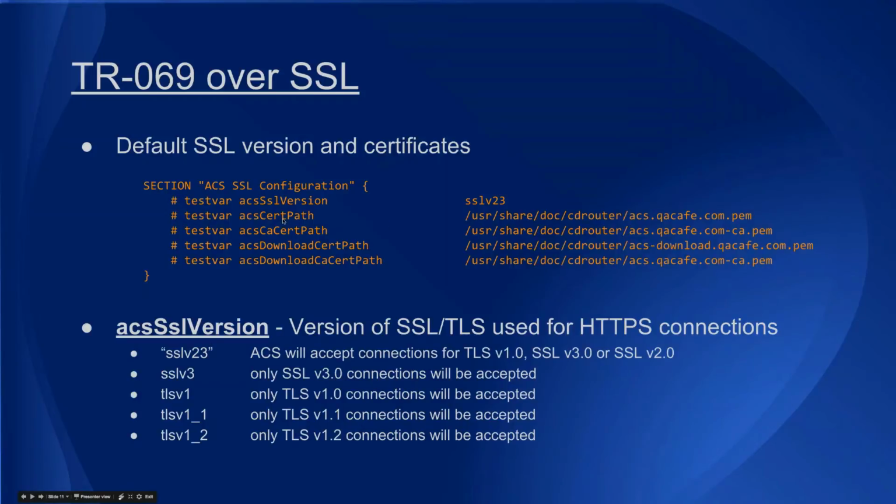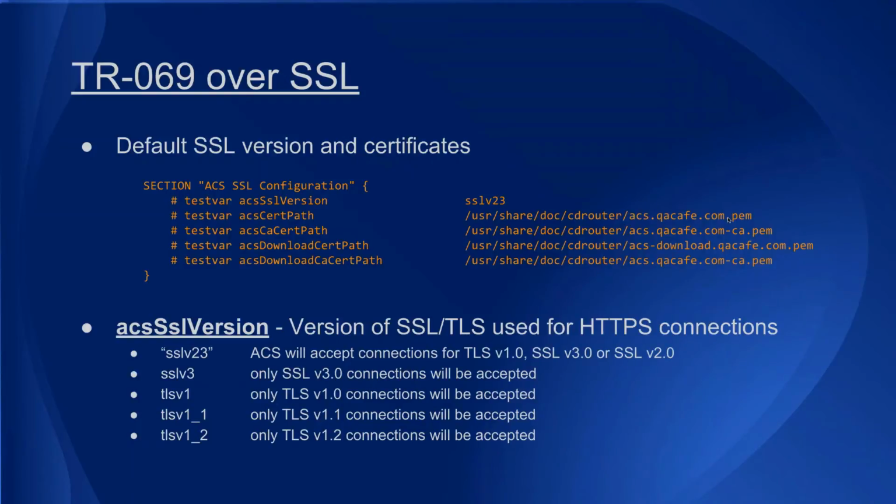It's designated by the ACS cert path. And this you can find on your CDRouter system in this location, user share doc CDRouter acs.qacafe.com.pem. The PEM format is a text format that can be decoded. It's signed by VeriSign, as I mentioned, and you can find the root certificate on the CDRouter server as well. And you will need to load that root certificate into your device. Well, by default, for the VeriSign signed certificate, the default certificate should automatically be validated by your device.